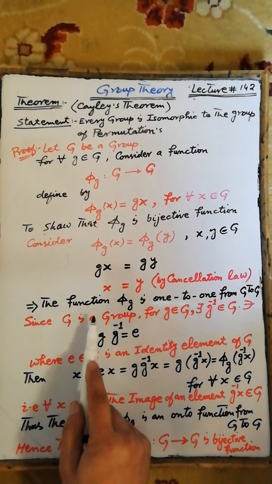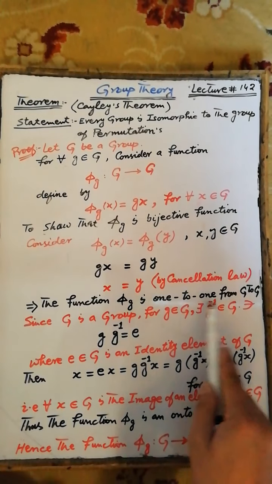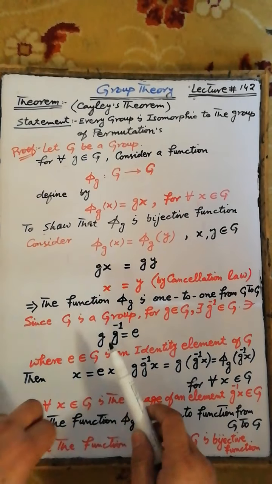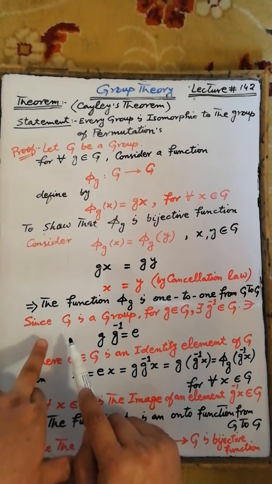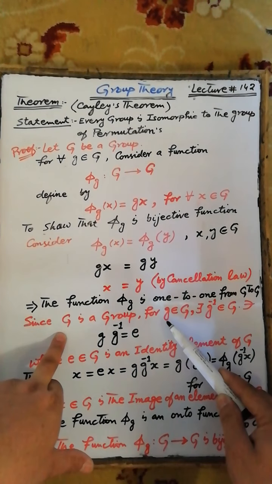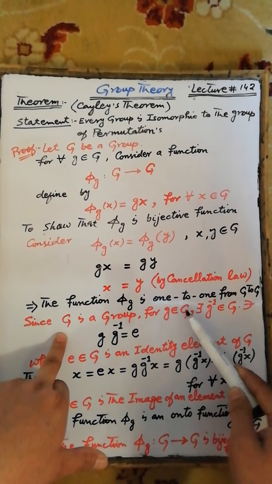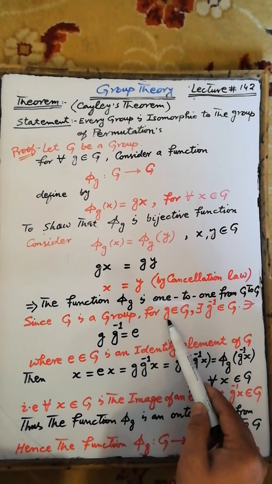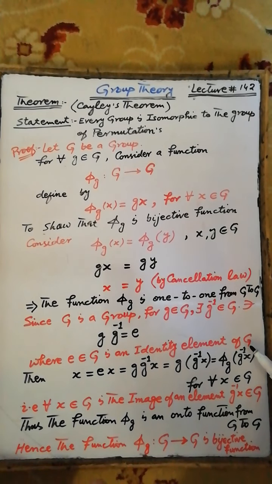Therefore, we can say that the function phi_g defined above is a one-to-one function from the group G to the group G. Now, to show that the function phi_g is an onto function, first, g is an element of the group G. Therefore, there exists the inverse element of g in the group G such that when we operate the element g with its inverse, it gives the identity element of the group G.